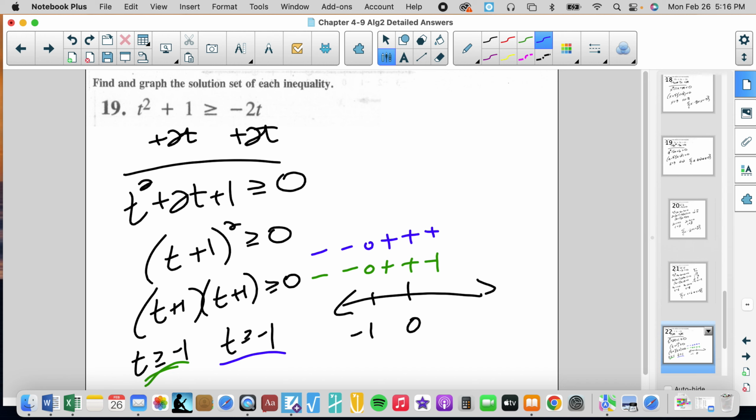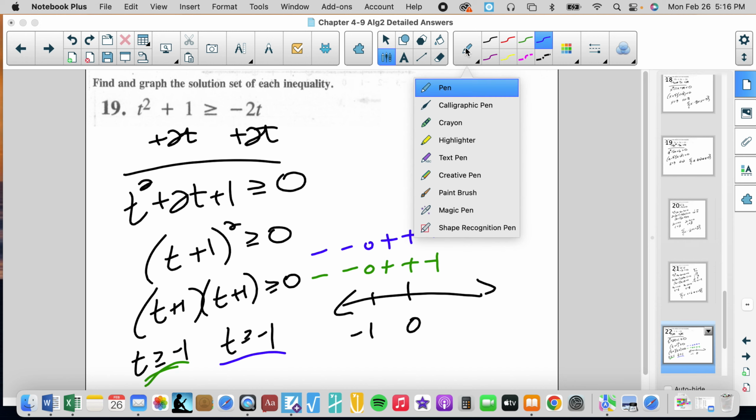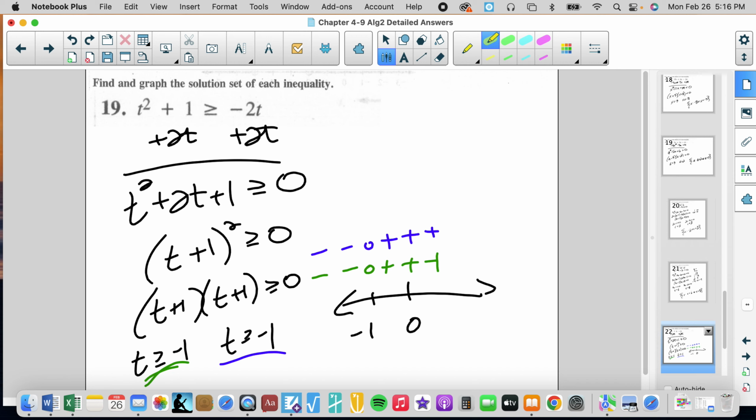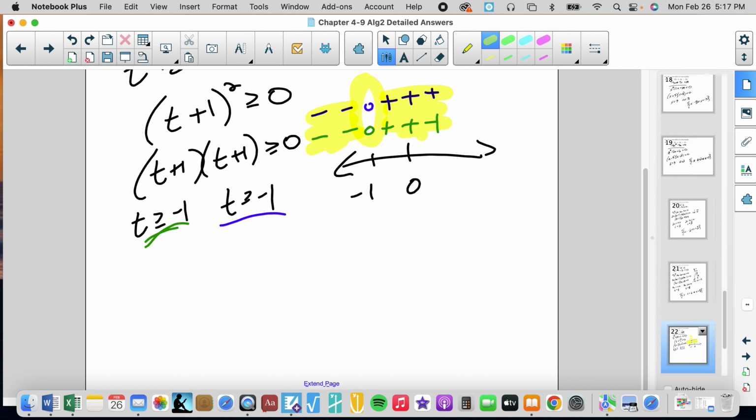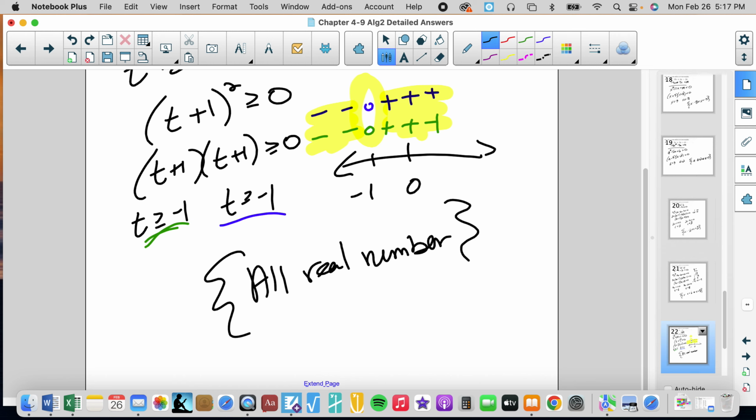Is it every number except for negative 1? No, because that would make 0. Is 19 all real numbers? Oh my goodness. Because everything's going to make it positive. These are solutions. Those are solutions. That makes positive. This makes positive. And 0 will equal 0, which will be equal to 0. So yeah, this is all real numbers. So, infinite number of solutions.